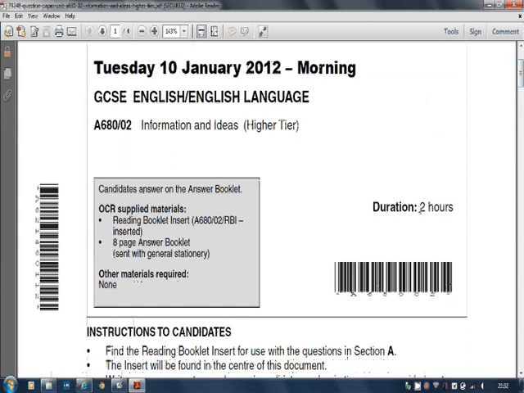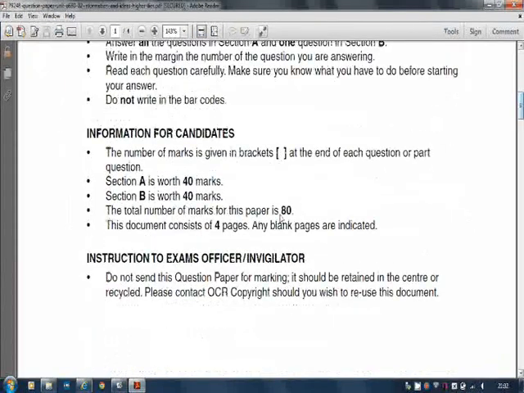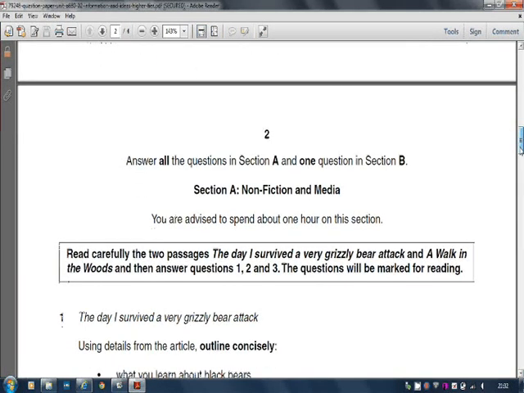The first thing you'll notice is that it takes 2 hours, but how this is divided up is quite interesting. Section A, you'll notice, carries exactly the same marks, 40 marks, as Section B, and so you would expect to spend an hour on each section. But if we look a little further, we see that the advice is slightly contradictory.